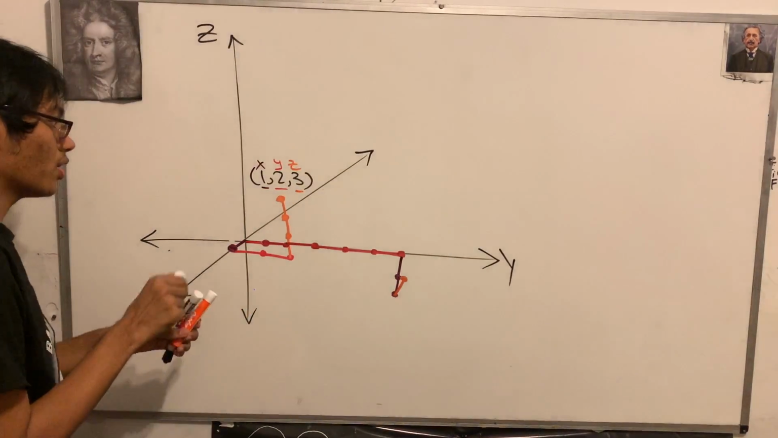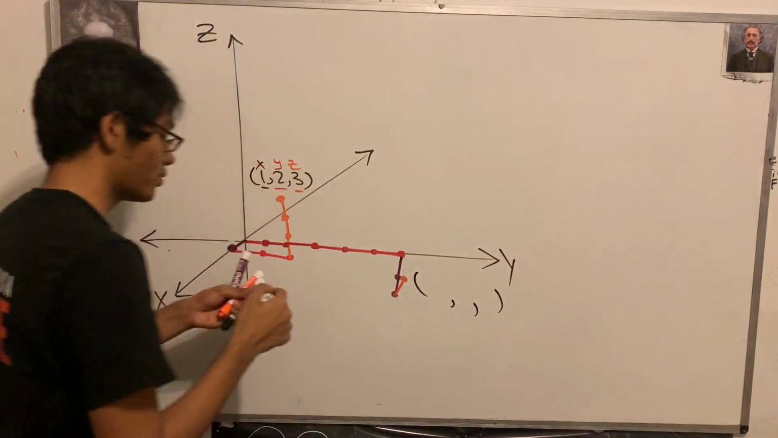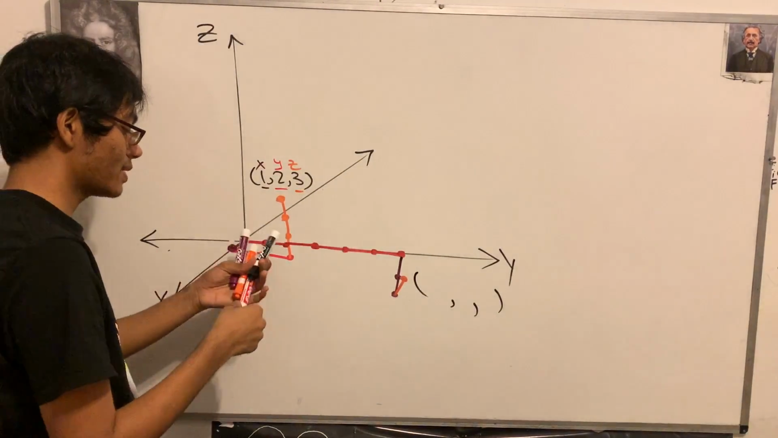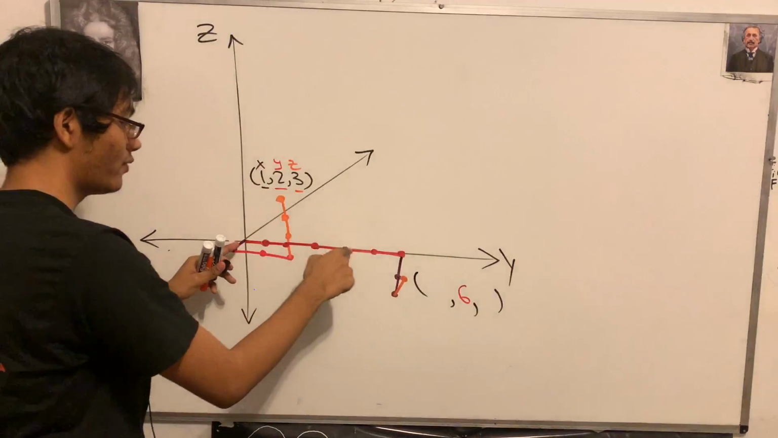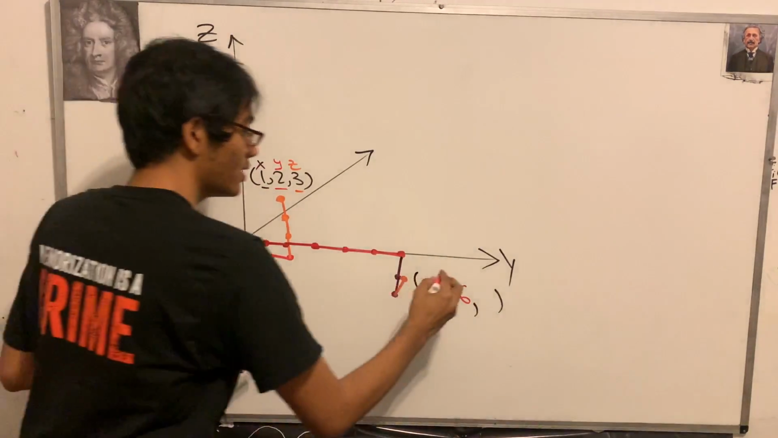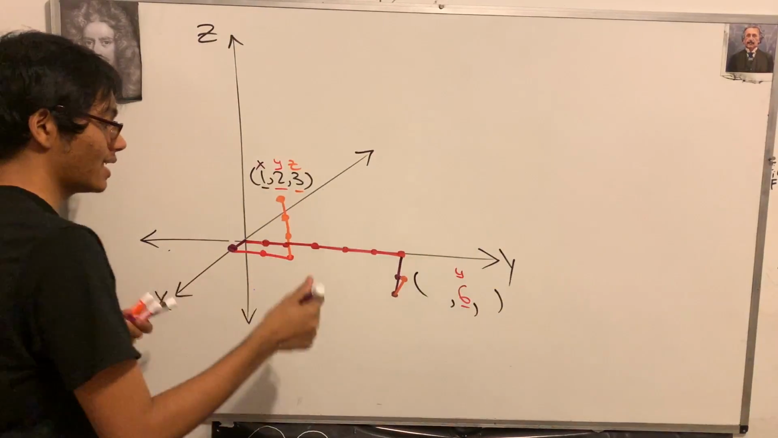And as you just saw, I need 3 coordinates once again. How many steps did I take in the y direction? If you remember, I took 6 steps: 1, 2, 3, 4, 5, 6 steps in the y direction. So that's my y coordinate over here. How many steps did I take in my x direction?